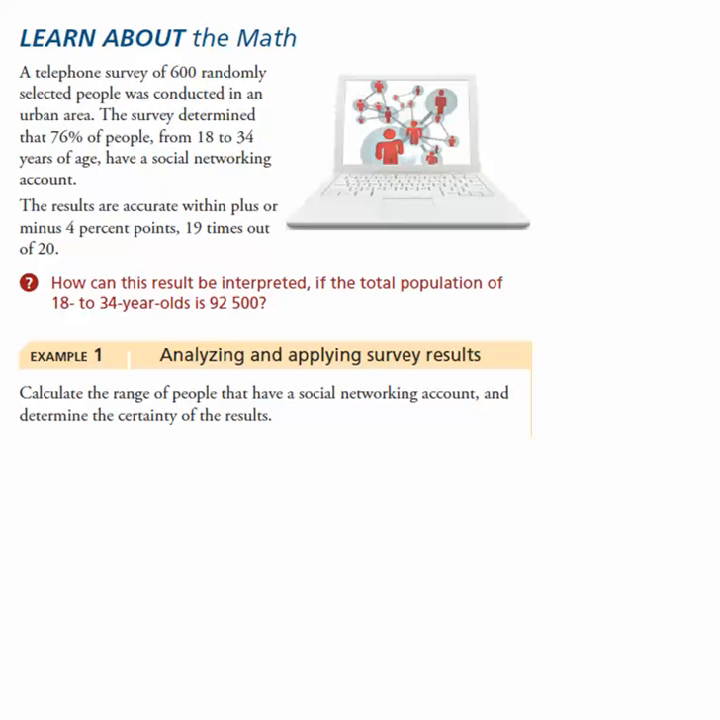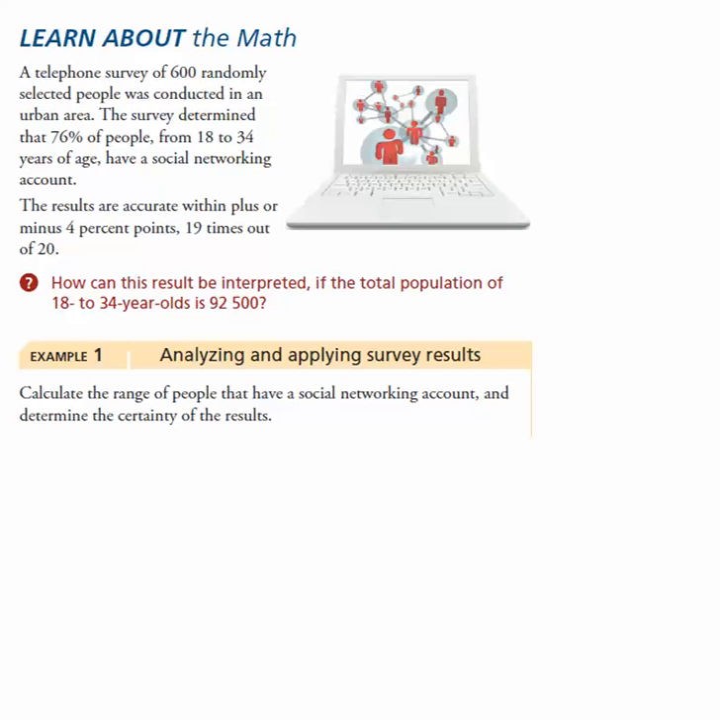Now, the big question we're asked, how can these results be interpreted if the total population of 18 to 34-year-olds is 92,500? So, obviously, they couldn't go out and survey everyone and do a census. So they conducted a survey of 600 people. So we're going to determine how accurate are these results. How much faith could you put into them?